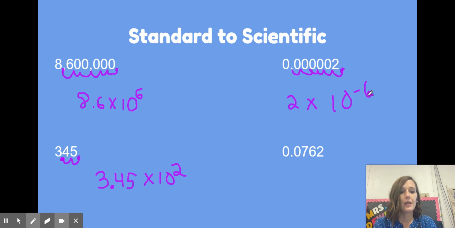So notice the difference here. When it's negative, it's a very small number, and then the very large number. So if it's larger than 1, it's positive. If it's smaller than 1, it's negative.